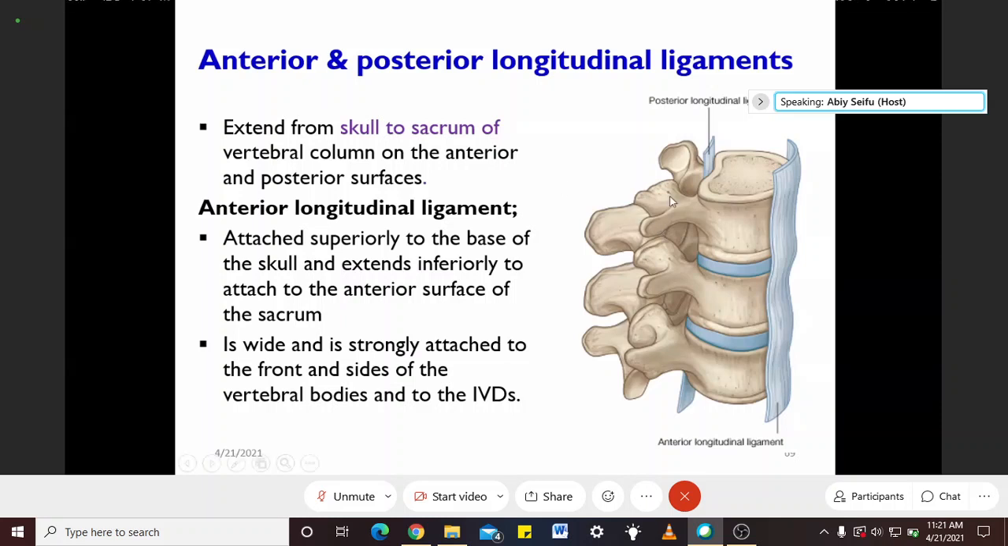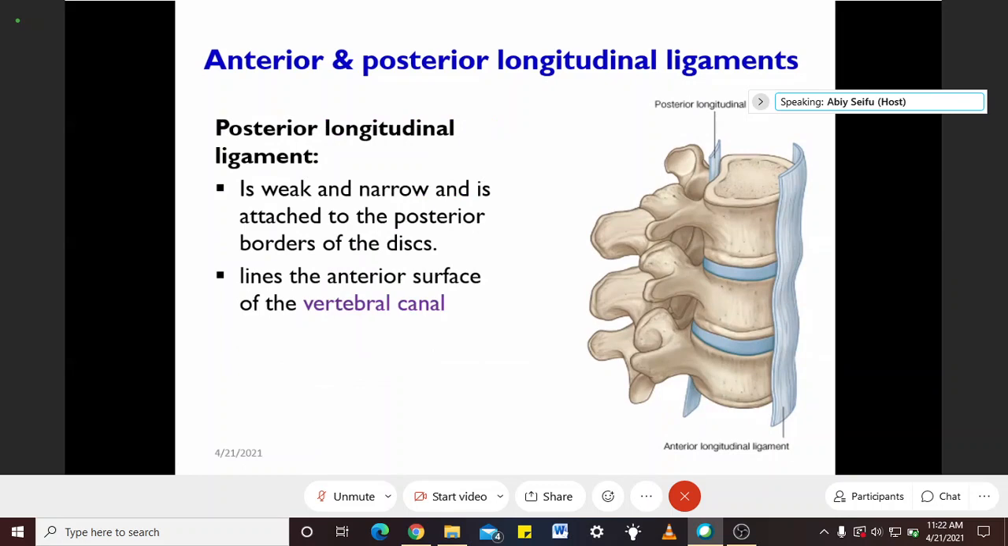It works with the zygapophysial joint. We'll see the joint in the next sessions. And there is also the posterior longitudinal ligament. Look, this posterior longitudinal ligament is found within the vertebral canal. It covers the posterior surface of the vertebral body as well as the disc, and extends from the sacrum to the foramen magnum.